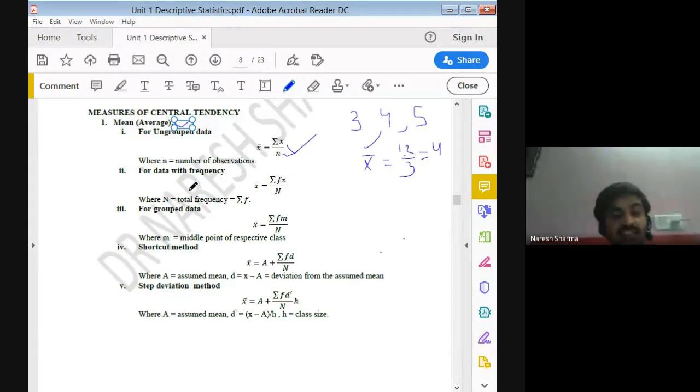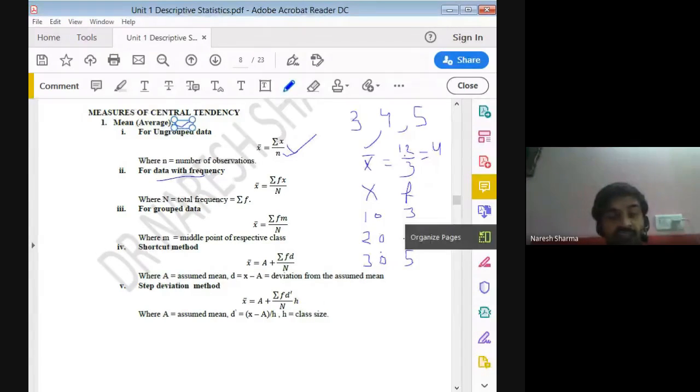Once frequency is given, it means we have a table with x and its repetitions also. Like we may say the quantities 10, 20, and 30, and they are repeated some number of times. Suppose 3, 4, 5.